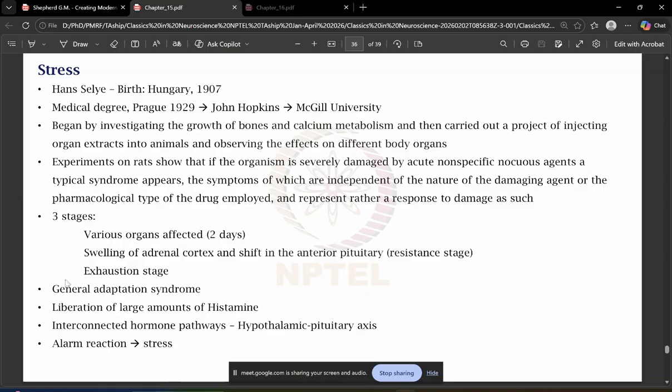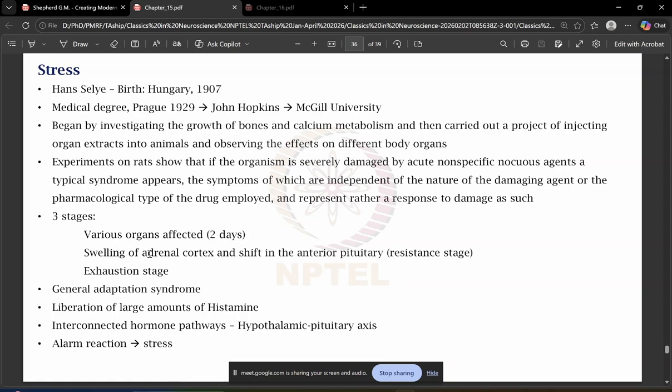So initially he was calling this the general adaptation syndrome, and he was using the term alarm reaction. Later he changed that to stress. He was the one who coined the term stress for these kinds of symptoms which constitute this syndrome.